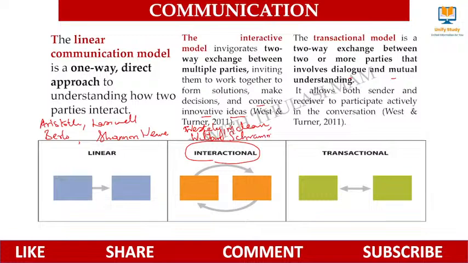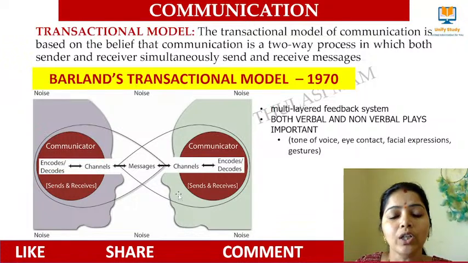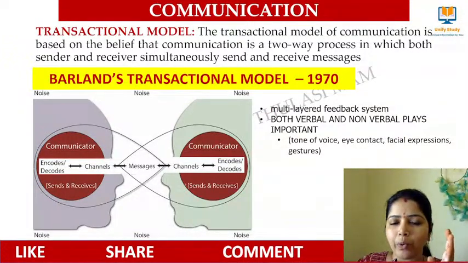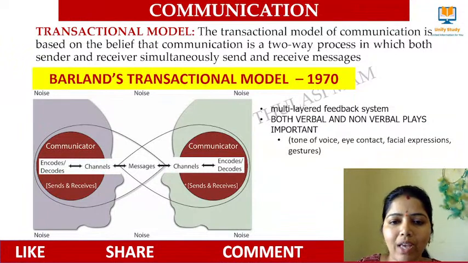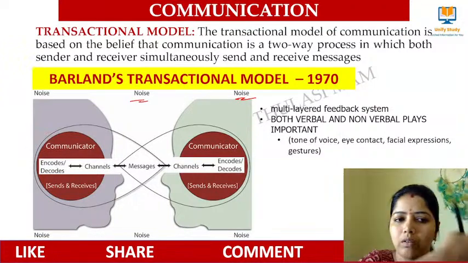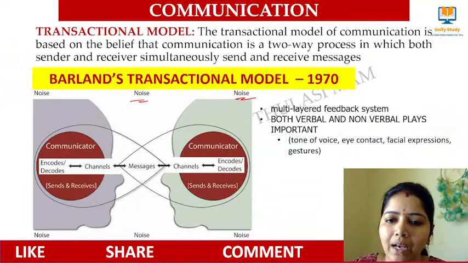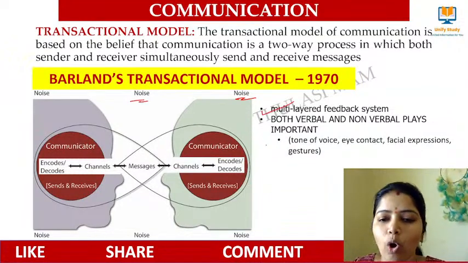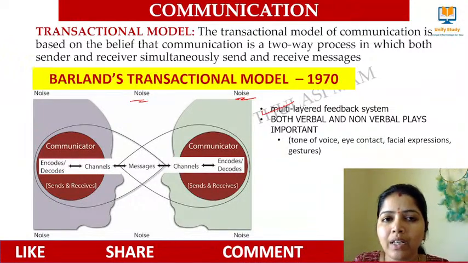Now we are going to move to the transactional model. I gave you the transactional model last because I don't want to confuse you. In the transactional model, we have a two-way message process. Sender and receiver simultaneously send and receive messages. Here also we have the concept of noise, in terms of the sender, the receiver, and the channel. And here there is a concept of a multi-layered feedback system. What I mean by multi-layered feedback system is that on the side of the sender there will also be layers.